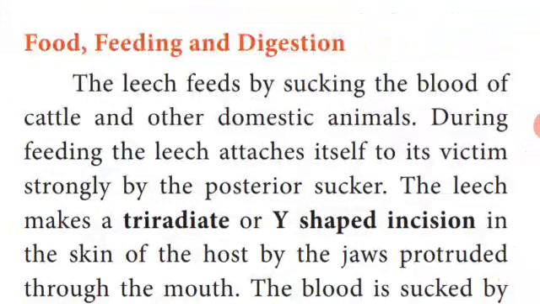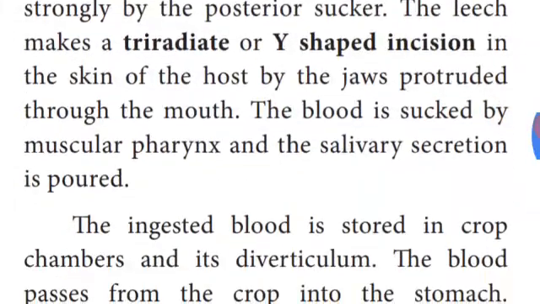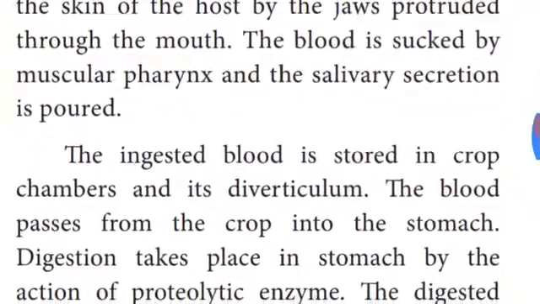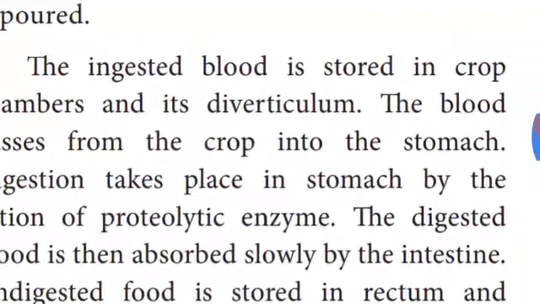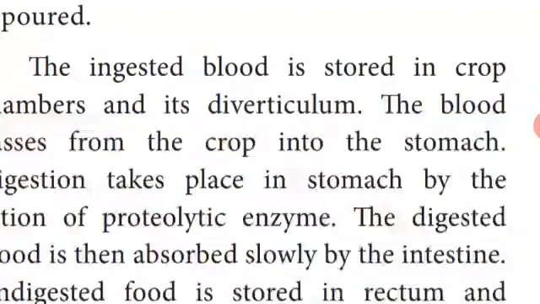The blood is sucked by the muscular pharynx and salivary secretion is poured. The salivary secretion contains a substance called hirudin, which prevents the host blood from coagulating, that is, to prevent blood clotting. The hirudin also acts as an anesthetic substance.